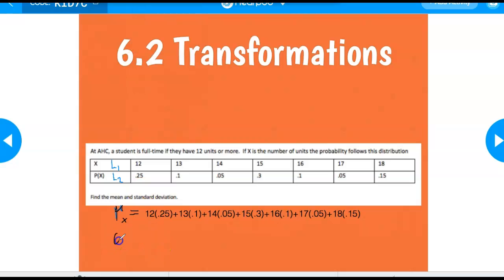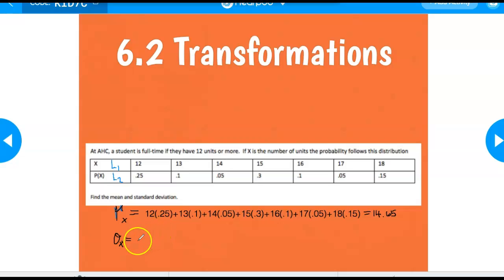Standard deviation, a little more tricky. We've got to find the mean. And I think you end up with 14, is it 14.65? Yeah. Okay, thank you. Alright, so there's the mean.